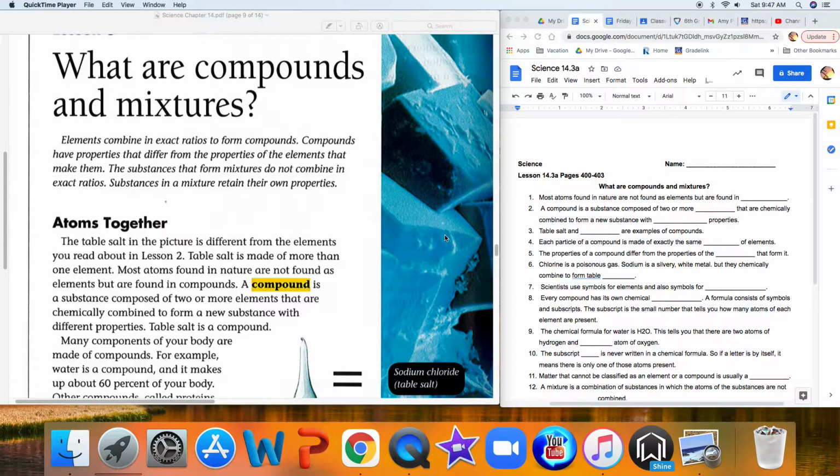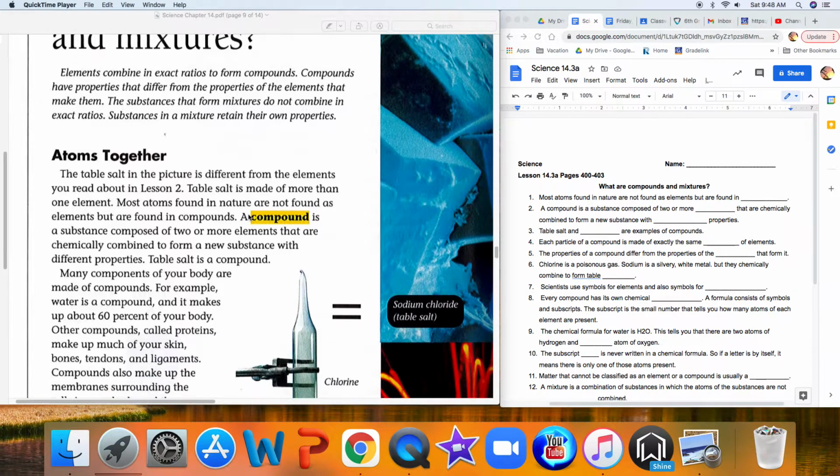When we put them together physically, they're called mixtures, and we'll spend the next 2 days talking about compounds and mixtures. So we're going to learn what they are. The summary statement says this: elements combine in exact ratios to form compounds. Compounds have properties that are different from the properties of the elements that make them up. Okay, that's what we're going to cover today. Tomorrow, or Monday, the substances that form mixtures do not combine in exact ratios. Substances in mixtures are going to retain their own properties. So we'll start with compounds today.